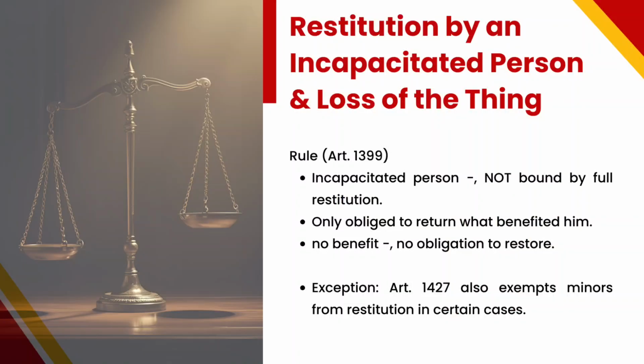Article 1399. When the defect of the contract consists in the incapacity of one of the parties, the incapacitated person is not obliged to make any restitution except insofar as he has been benefited by the thing or price received by him. Restitution by an incapacitated person. This provision is an exception to the general rule of mutual restitution under the preceding article. The incapacitated person is obliged to make restitution only to the extent that he was benefited by the thing or price received by him.